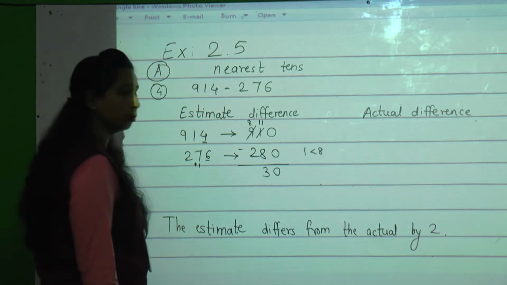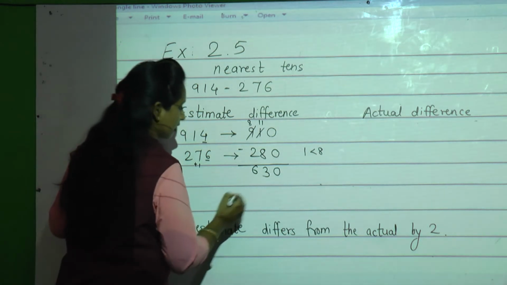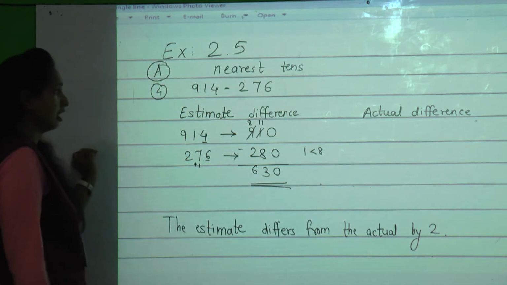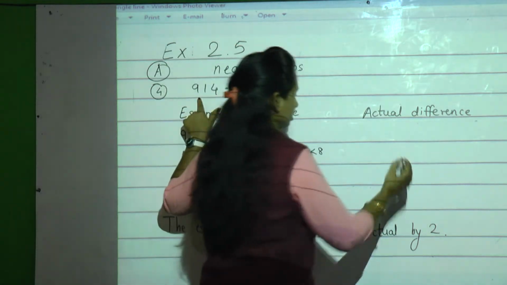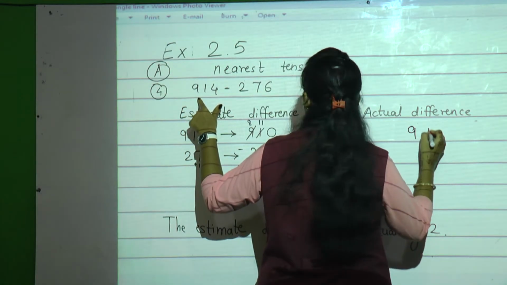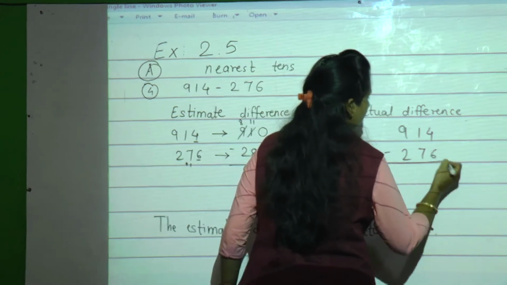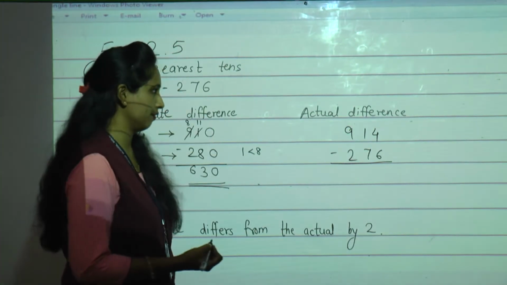8 minus 2, yes, 6. So what is the difference? 630. Now we will see the actual difference. So the question is 940 minus 276. Now we will find out the actual difference.